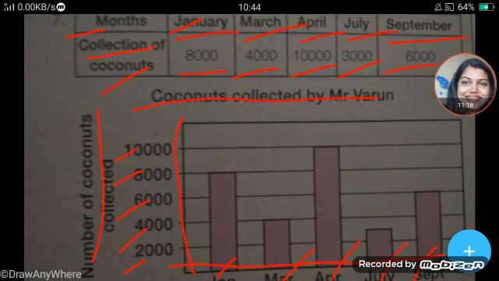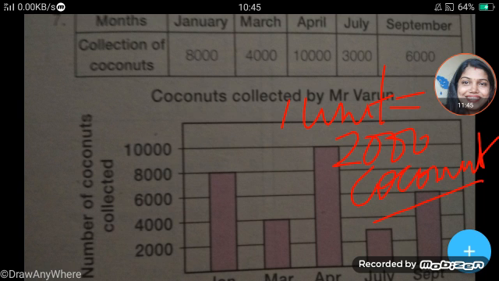And this title you have to write number of coconut collected and the month. So here I hope you have understood the scale is the multiple of 2, that is the per unit. Okay, per unit it becomes, or you can just say scale is the 2000 coconut per unit. Okay, so I'll just write it properly for you. So 1 unit is equals to 2000 coconuts. Okay, this is the scale you're going to write on top of your graph.